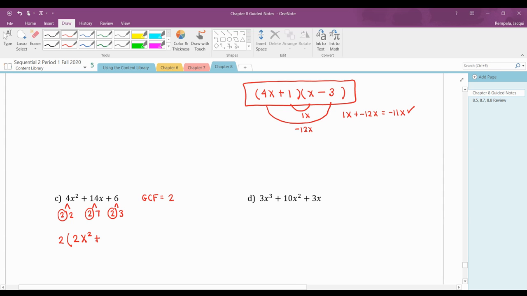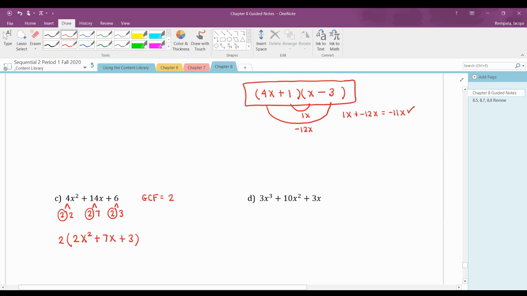I'm going to bring down that positive sign. 14 was 2 times 7. I took out the 2, I'm still left with the 7, and there's still an x in the middle. Going to bring down that addition sign. Notice that 6 is 2 times 3. I took out the 2, I'm left with the 3.